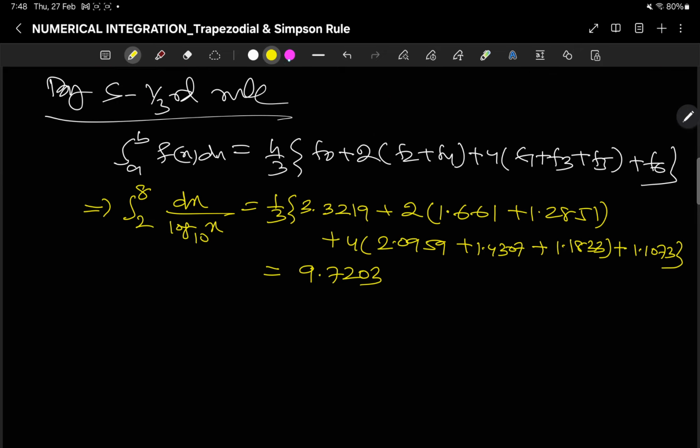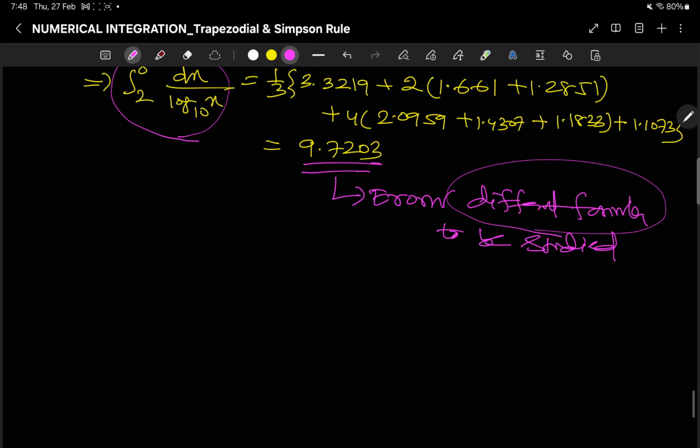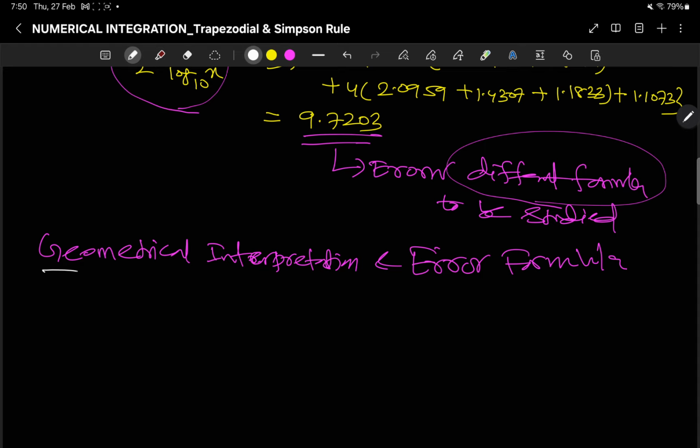So for error here, we get it, but it is not integrable in the usual sense. So for error, we need a different formula, a different formula to be studied. Now we'll discuss the geometrical interpretation and error formula.